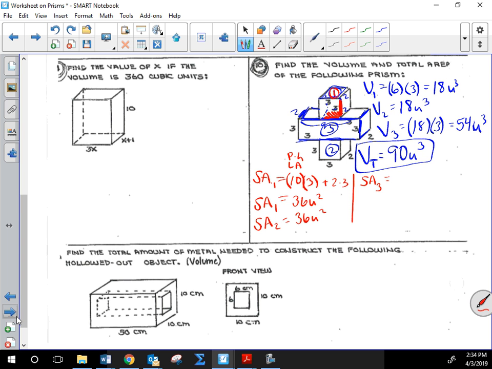Do you have questions? What's that? 36, 36 units squared per unit squared.